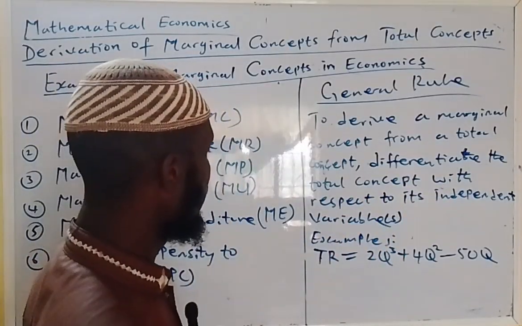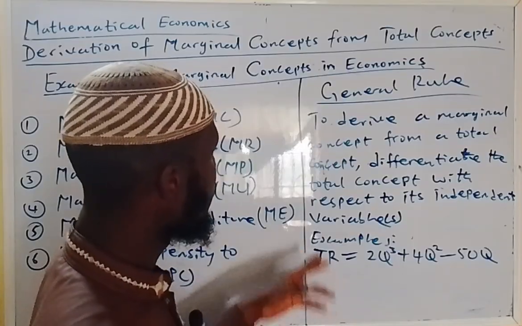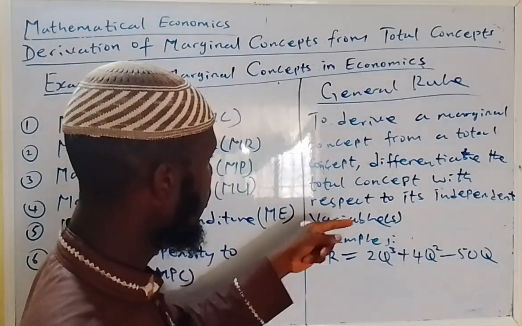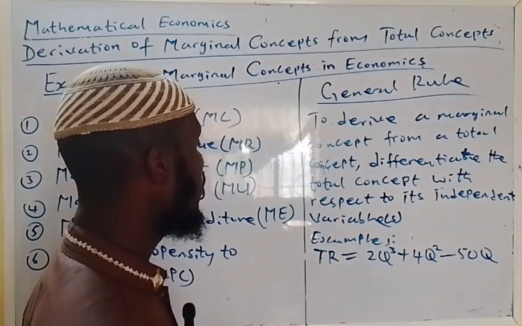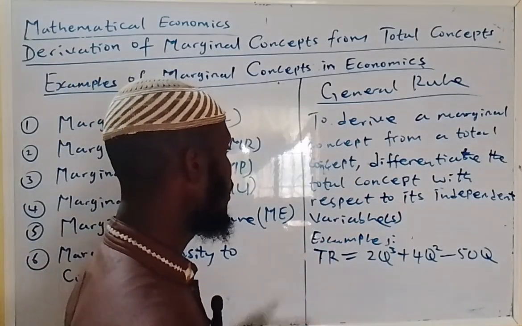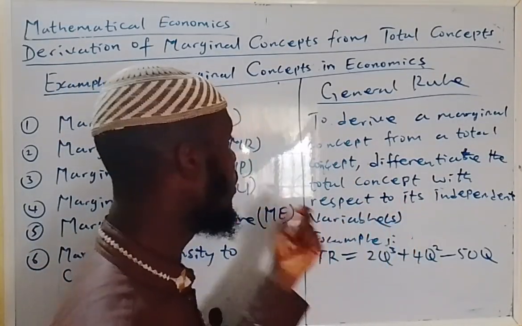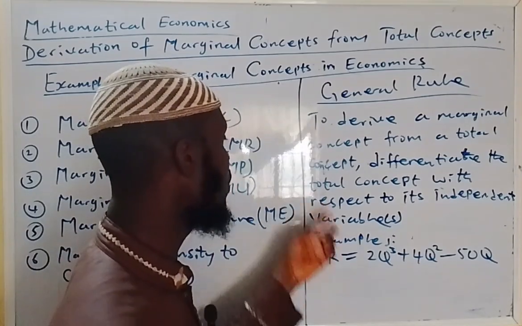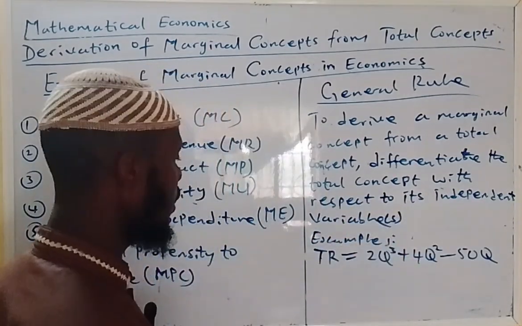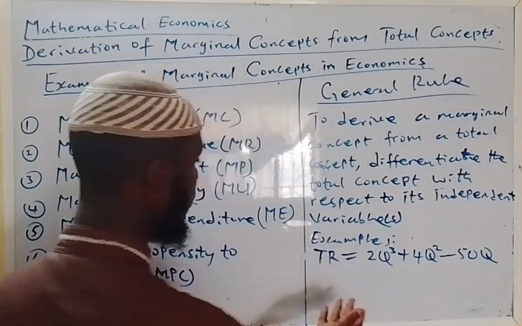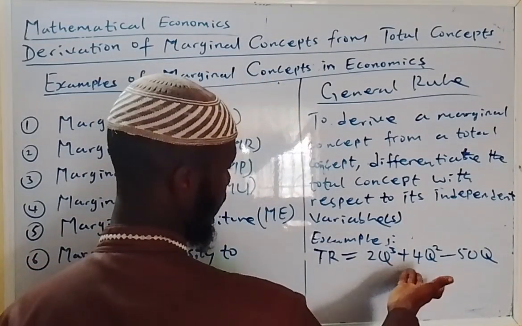To derive, what do we need to do? You just have to follow the general rule. To derive a marginal concept from a total concept, we only need to differentiate that total concept with respect to its independent variable. You can see here the independent variable is Q.